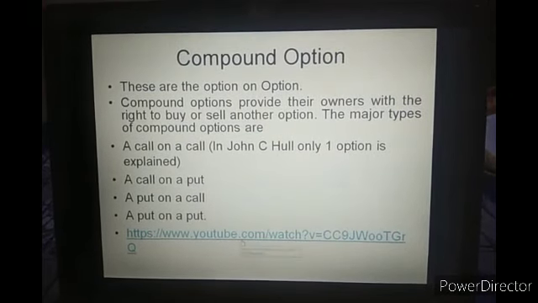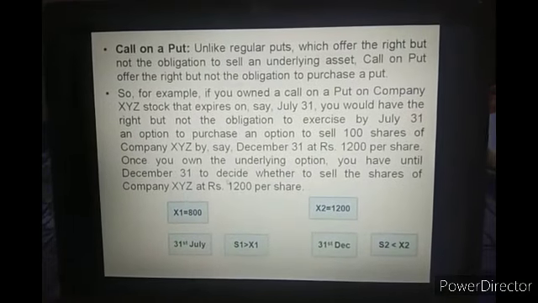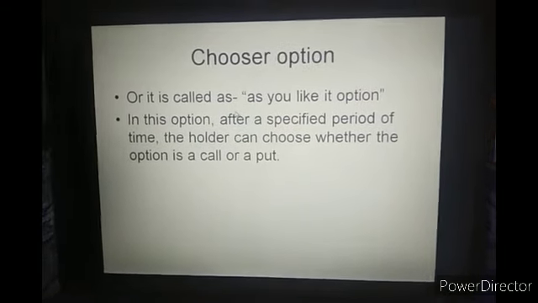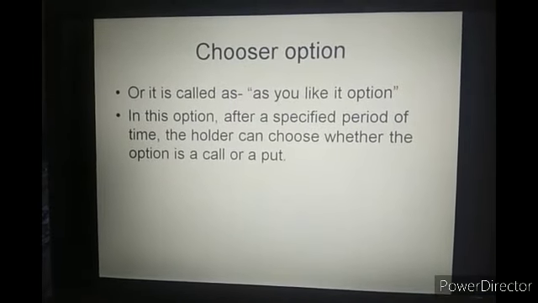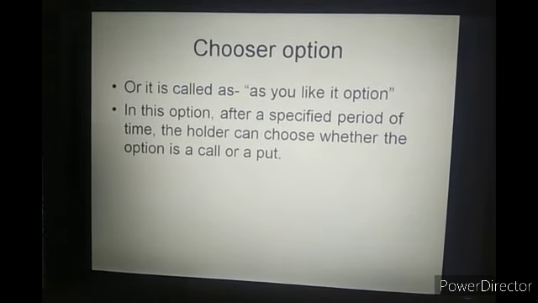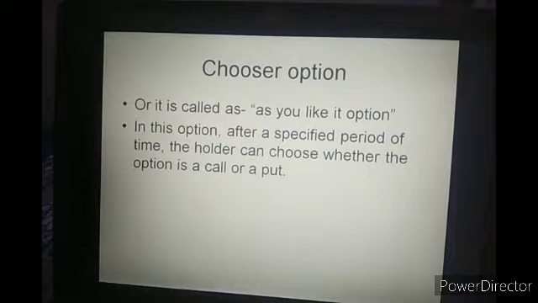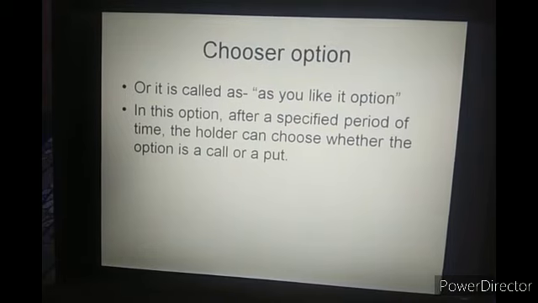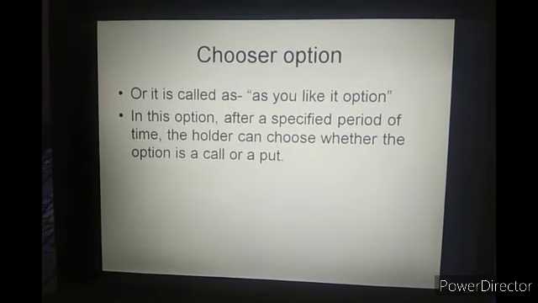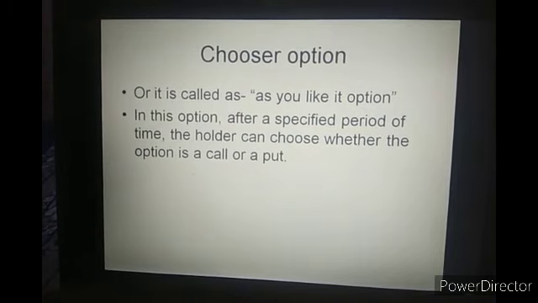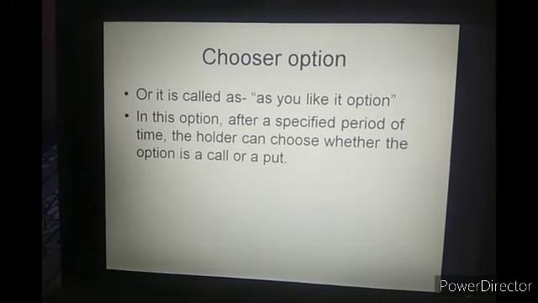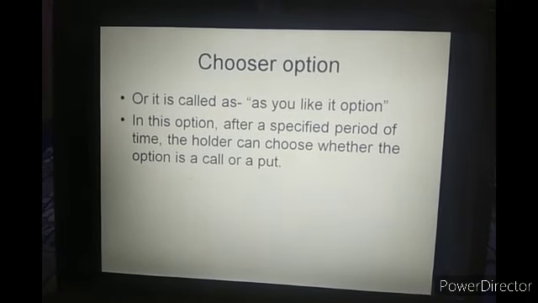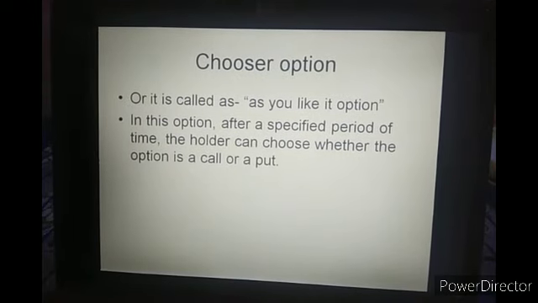You can have further information from these sources. So let us move ahead with the next type. Chooser option. Chooser option means it is the best option, we can say. It is like an as-you-like-it option. Here after some time you have to decide whether it is a call or put. For example, in the morning you buy this option, but it is not decided whether it is a call option or put option. Suppose during market hours the price goes up, now you can decide it is a call option, and suppose the price goes down, you can select it as a put option. So that is known as a chooser option or as-you-like-it option.